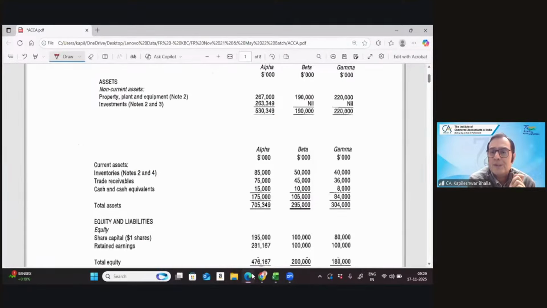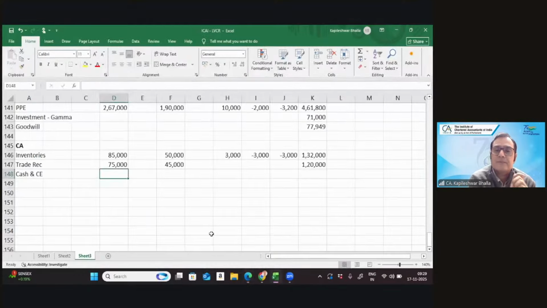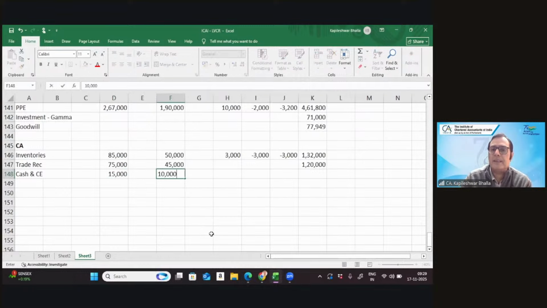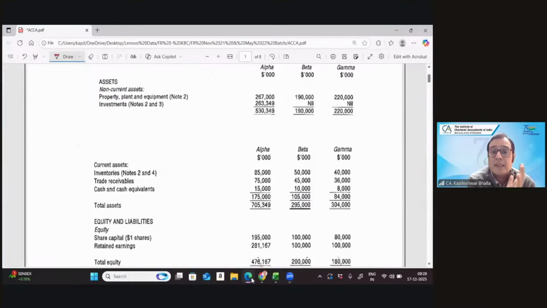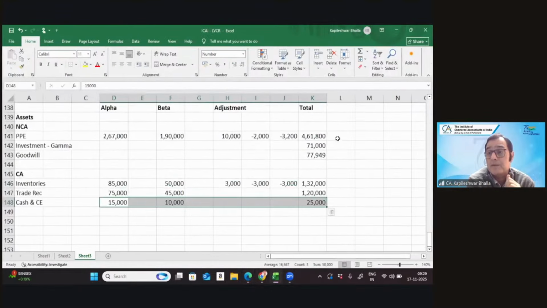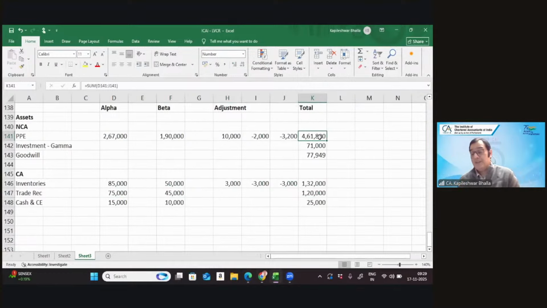Then cash equivalents is 15 and 10. The cash equivalents is 15 and this is 10, and there are no adjustments. So this gives me the input on the current assets as well. I think my asset side is done. Now it needs to be seen later with the liability side: is the balance sheet going to agree or not?